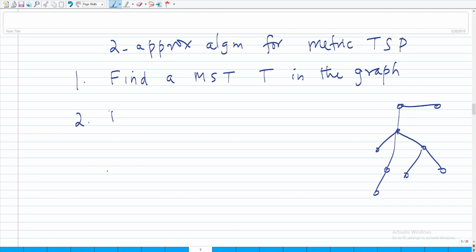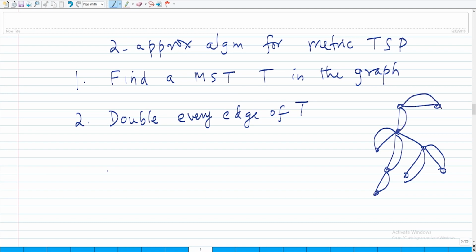Step 2, double every edge of T. So, what do I mean? I just do this. Your graph has a lot of other edges, but does it have other vertices? No. Why not? Because it is a spanning tree. A spanning tree contains all the vertices, but there are a lot of other edges. Your graph looks like this with lots of other edges. So, I found a minimum spanning tree and doubled every edge.